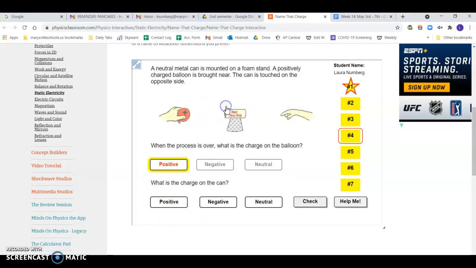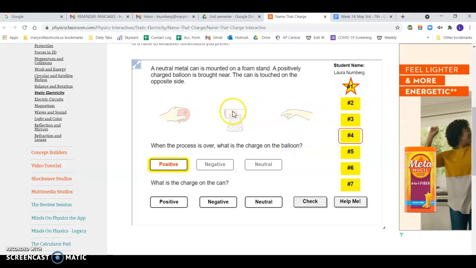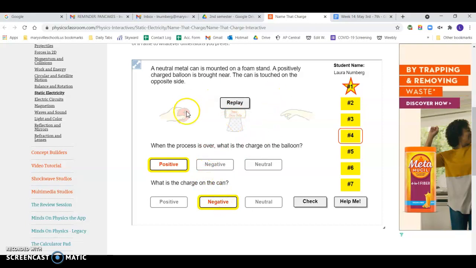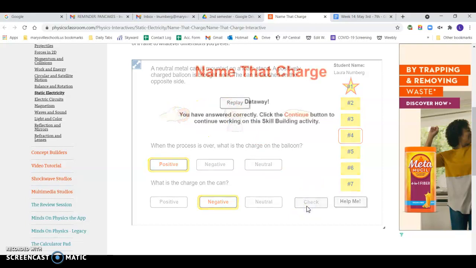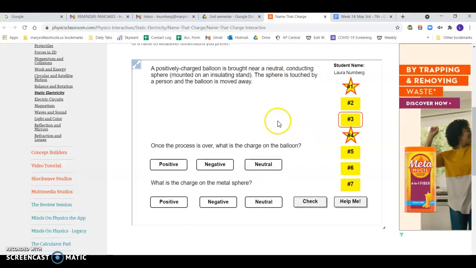The can, as we watch this happen, what's going to happen here is electrons are going to want to get close to this positively charged balloon. So electrons are going to go up through the ground, through your finger, onto the can. And so, again, here comes the electrons. They're onto the can. Now when you pull your finger away, they're trapped. So that is going to leave that negatively charged. This is called charging by induction. Anytime you charge by induction, the objects will get an opposite charge. Okay, perhaps we'll look at just one more example.